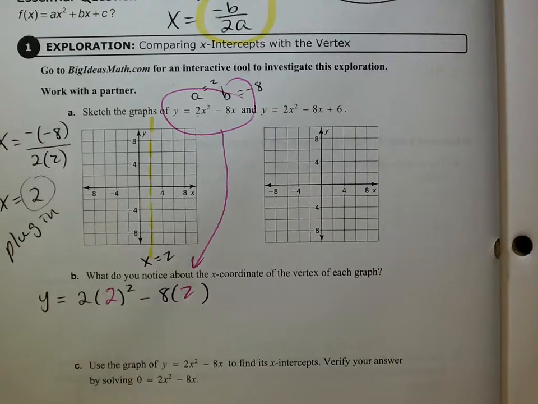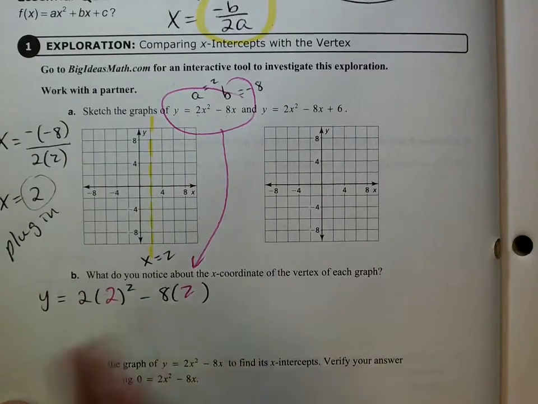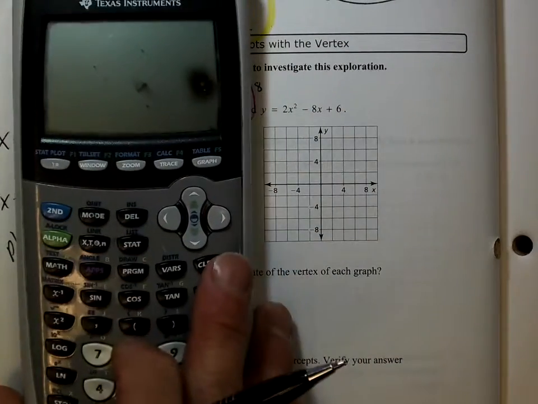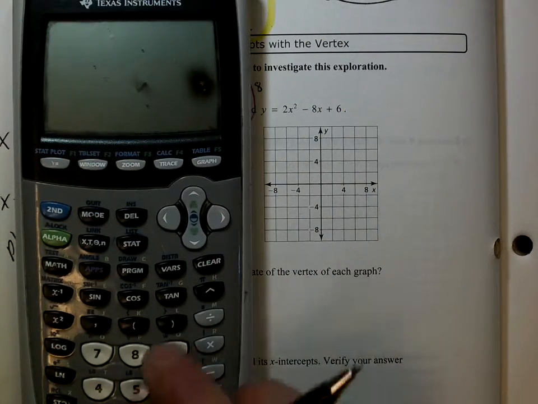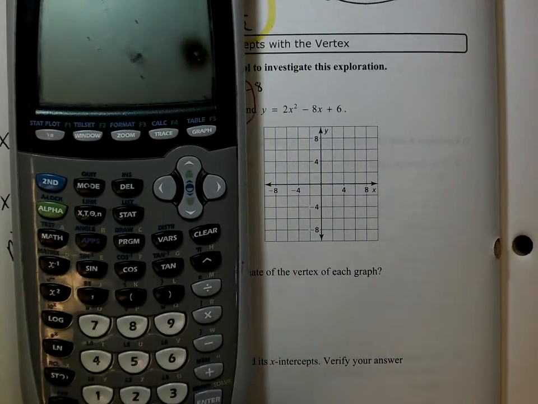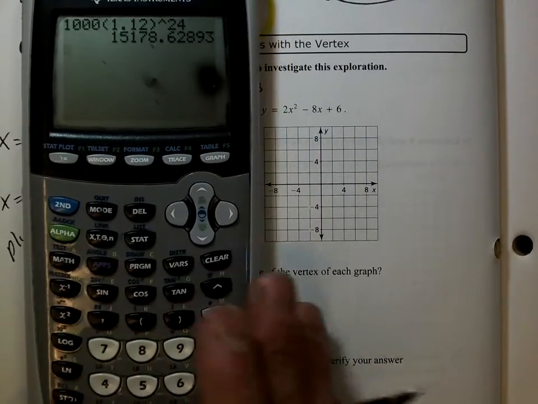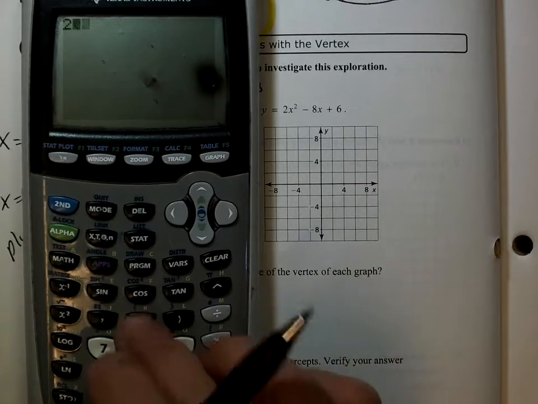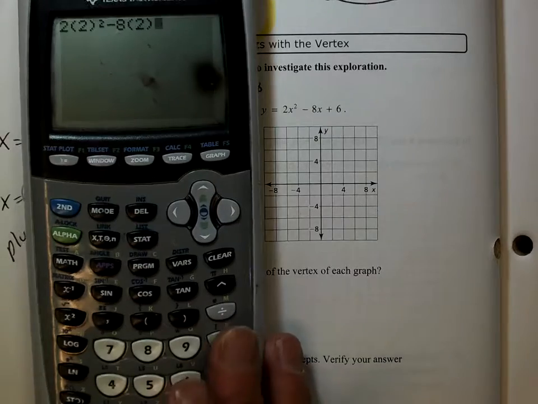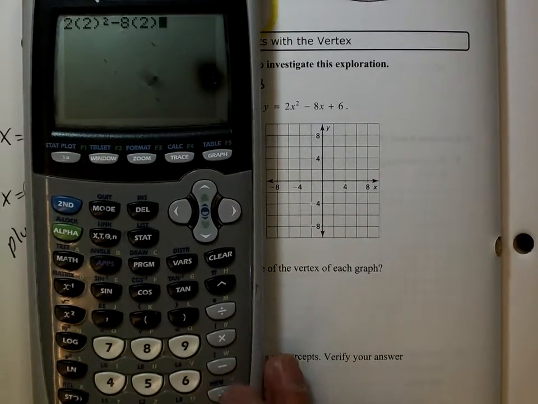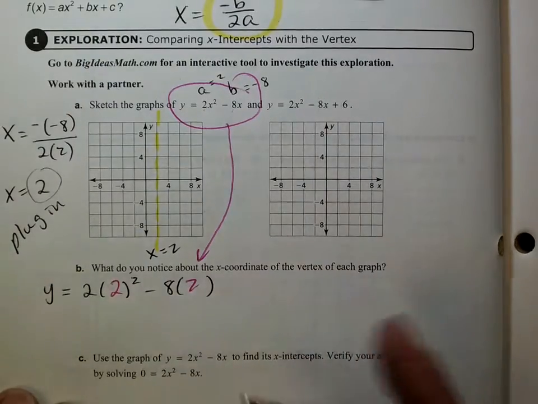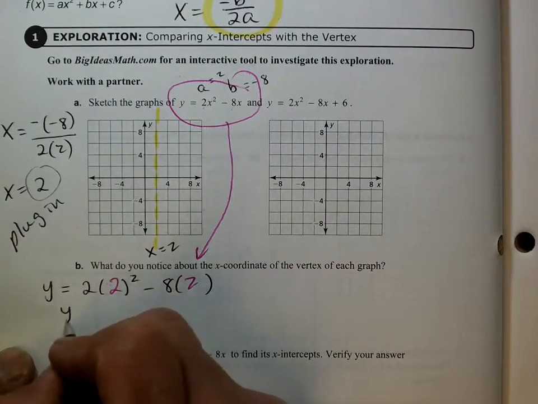When I plug it in, you can use a calculator, I don't mind a calculator at all. If I do this in my calculator, I'll show you how easy it is. 2 times parentheses 2 squared minus 8 times 2. I'm just plugging in, letting the calculator do the work, and I get an answer of negative 8. So my y equals negative 8.